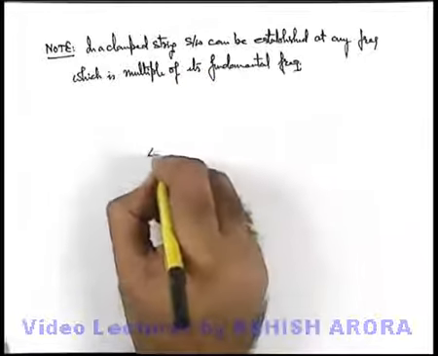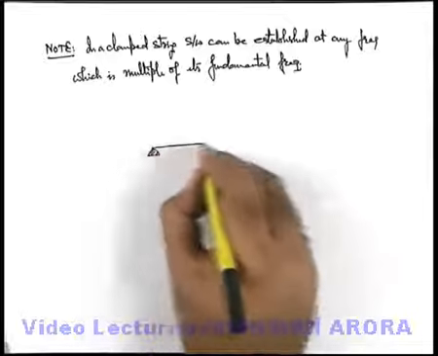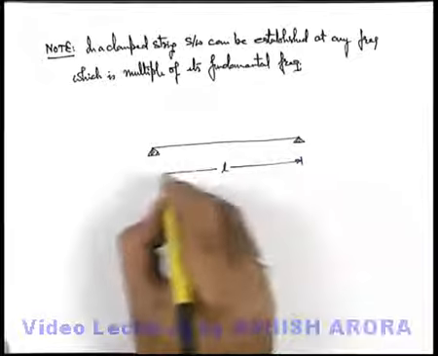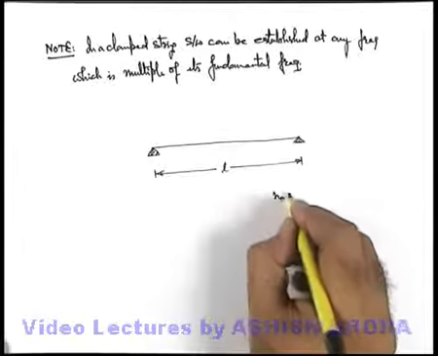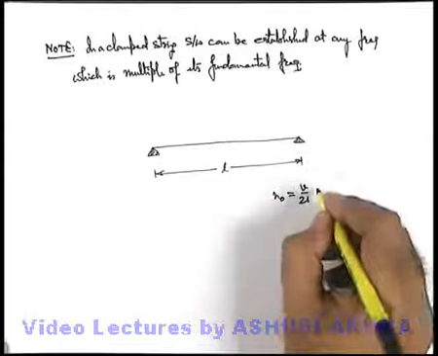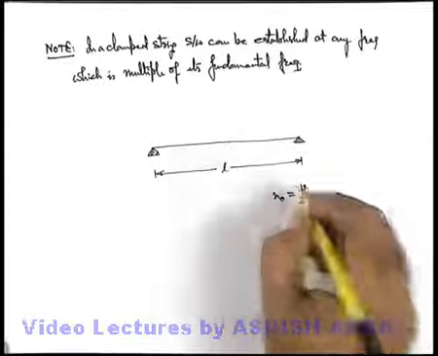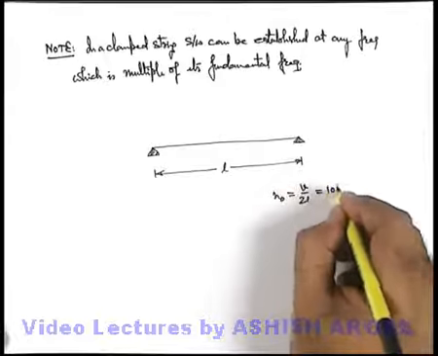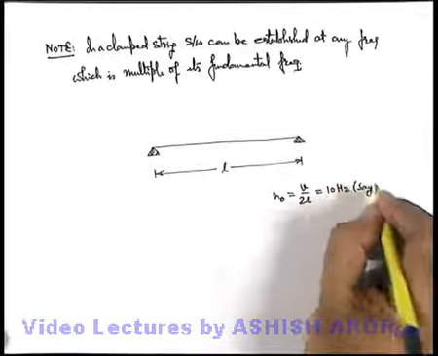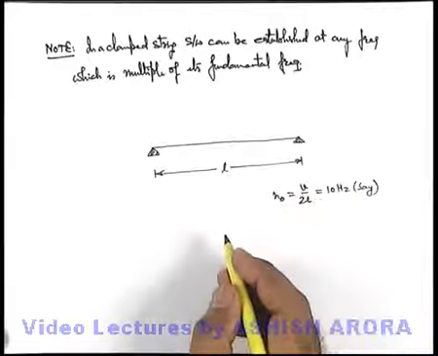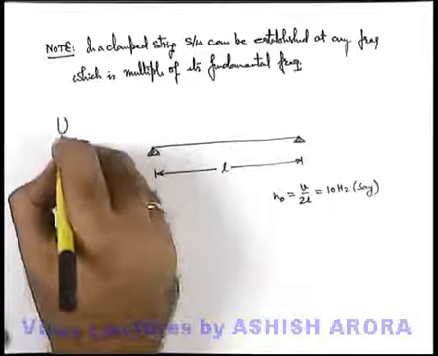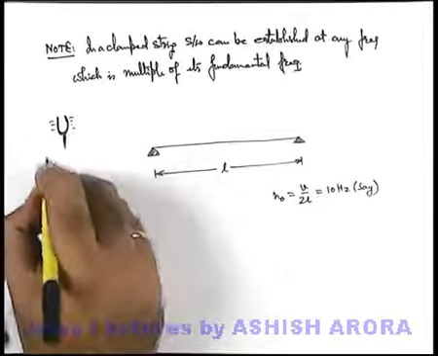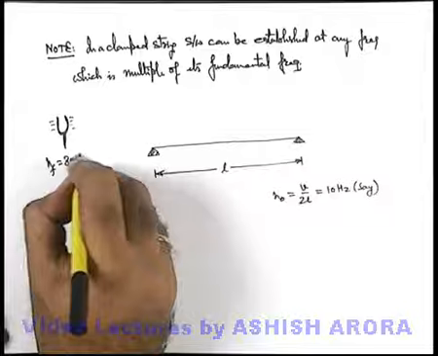Let's discuss with the help of an example. Say we are given a string of length L. We find out its fundamental frequency N0. This can be given by v by 2L. And if we substitute the wave speed in this string and length, say for example it is 10 Hz. It can be any value, just for example I am taking 10 Hz. And I bring a tuning fork, which is the source of oscillation, and the frequency of the tuning fork is say 30 Hz.